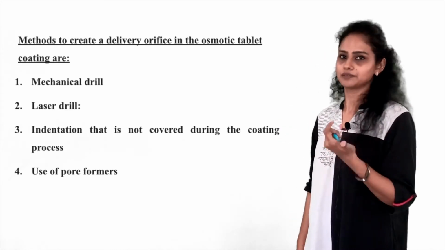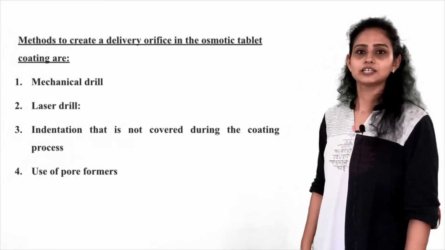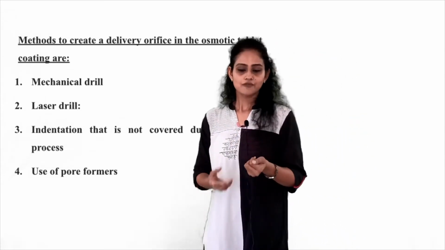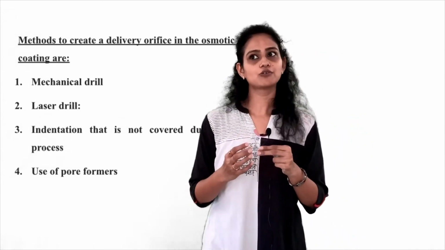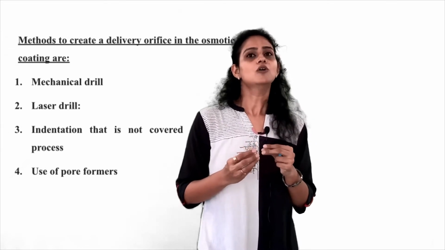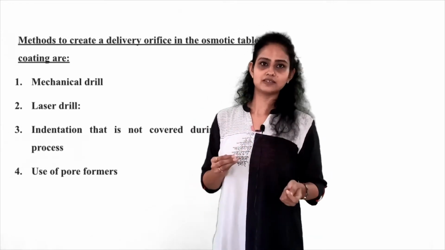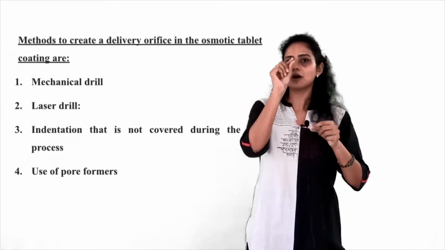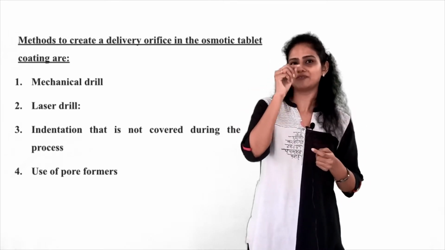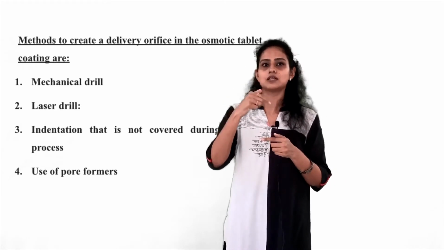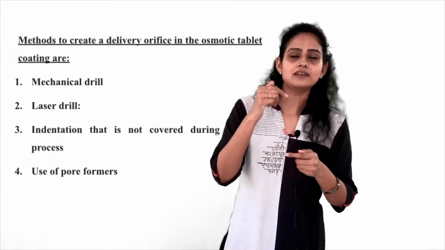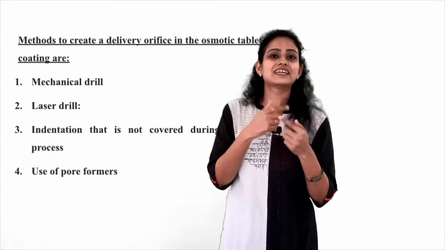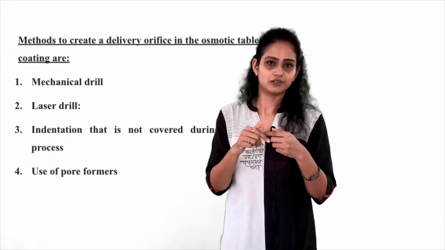I think you all must be knowing about laser beam cutting. Then third is indentation, that is not covered during the coating process. That means when you are going for the tableting process, you have punches and dies. On the upper punch, you will have a minor indent, a minor needle-like structure. That needle-like structure will create a hole in your tablet when it is forming the tablet.